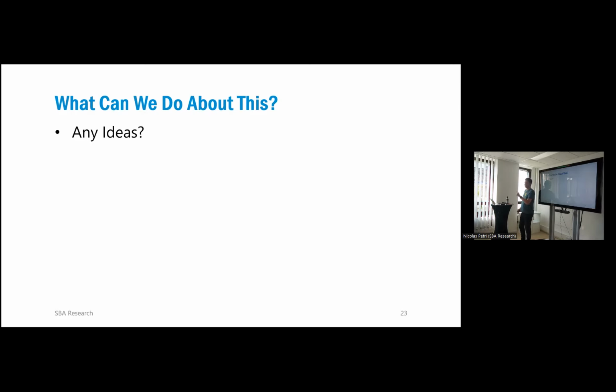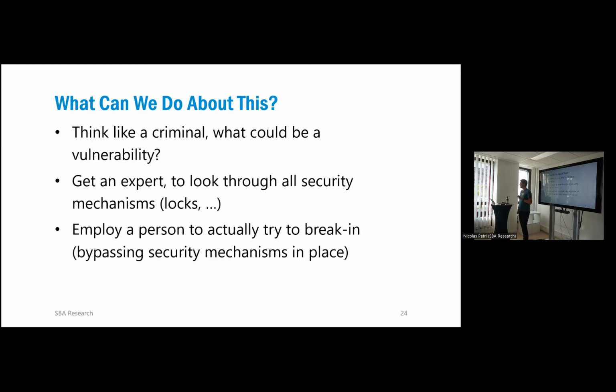Yeah, now we got all of the things that I have on the next slide. I will put them in a little bit of a different way. Think like a criminal. What could go wrong? Of course, if I don't have a door, this is maybe a problem. If my door is made of cardboard, maybe a problem. But at some point, I'm not an expert on how to secure a house. At some point I will need an expert.